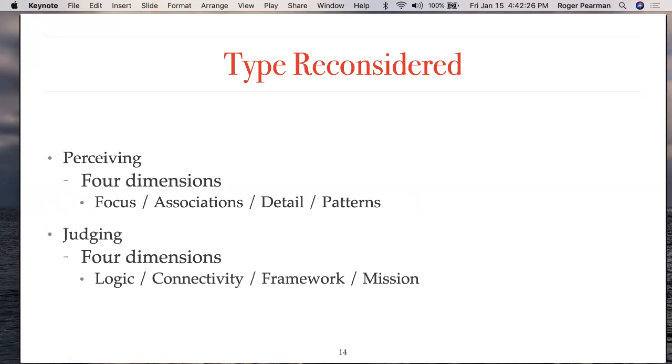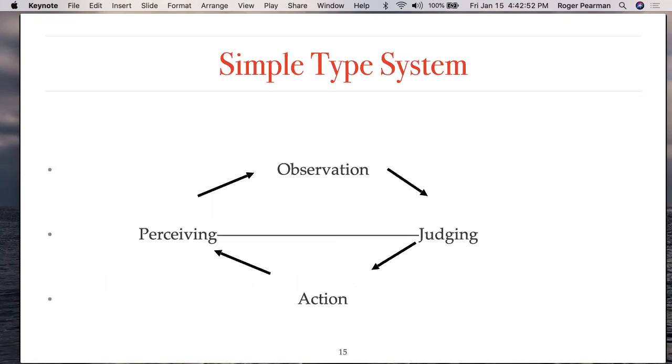The model says there are 4 dimensions of perceiving and 4 dimensions of judging. With perceiving, it's really about the quality of focus and attention to associations and details and patterns, or in making decisions, how we use logic and how we use our connectivity with others, what frameworks underlie the various approaches we take, and how it fits with our personal mission. The model is simply this, that we are perpetually engaged in a perceiving and judging dynamic in everyday life. We're taking in information and we're making decisions about that information in productive ways.